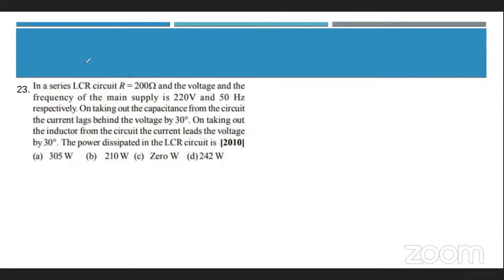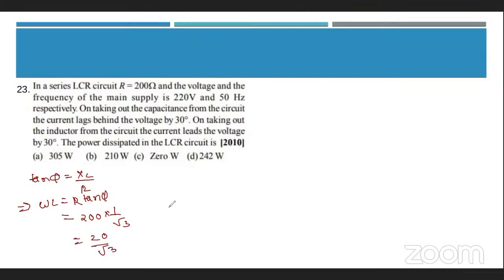Okay, in an LCR circuit, we have R equal to 200 ohms. Now, when only the capacitance is removed, how will we find the phase difference? When only capacitance is removed, we write the phase difference tan phi is equal to XL upon R. So I can write that omega L is equal to R tan phi, which is equal to 200 times tan 30 degrees, basically 1 by root 3, which is equal to 200 upon root 3.